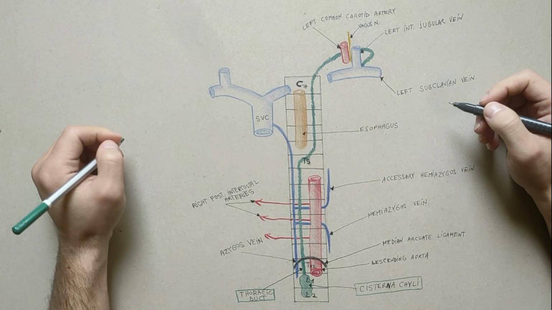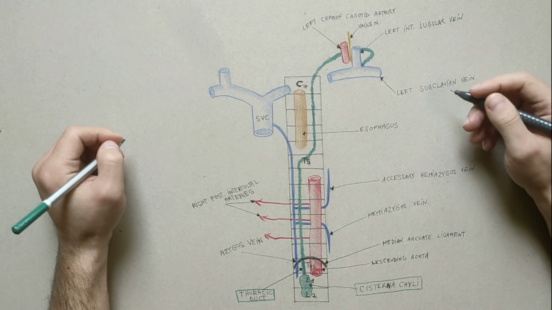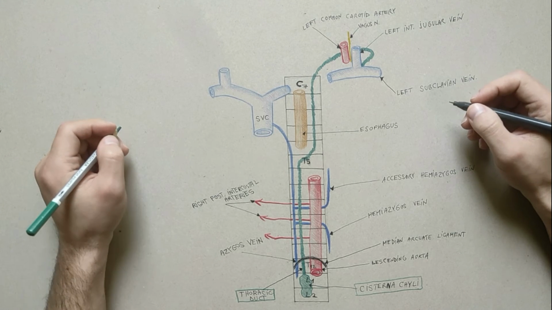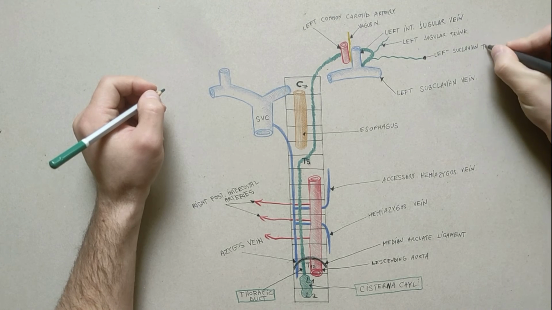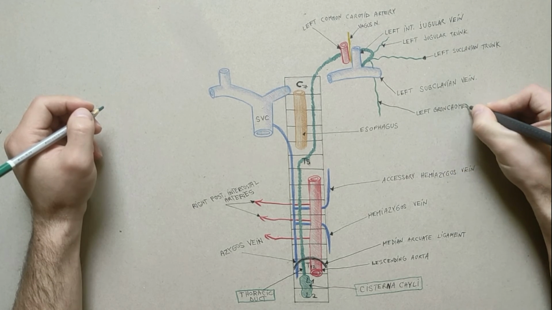Close to its termination, the thoracic duct receives three main tributaries: the left jugular trunk, the left subclavian trunk, and the left bronchomediastinal trunk.